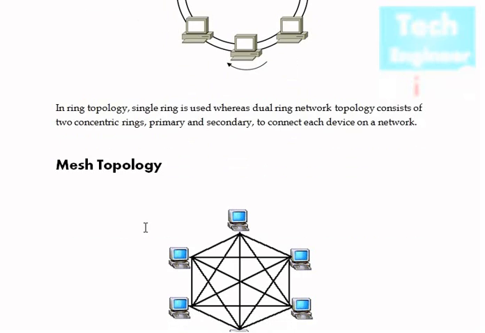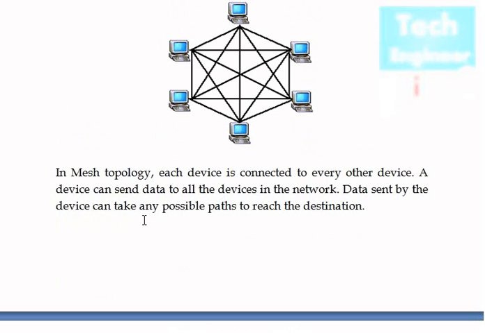The mesh topology. In mesh topology, each device is connected to every other device in the network. A device can send data to all devices in the network. Data sent by the device can take any possible path to reach the destination. So this is what the mesh topology is all about. Also, you can see a lot of ways to communicate with each other.